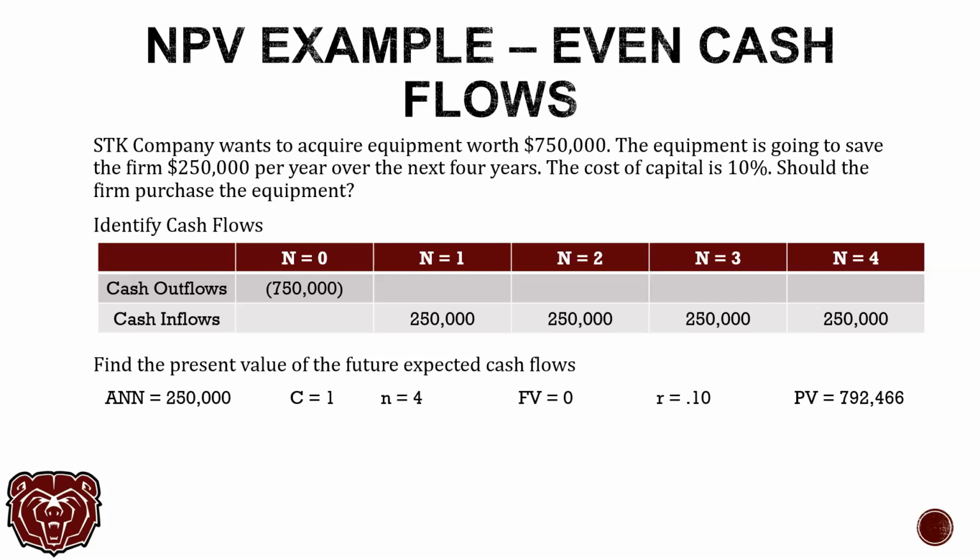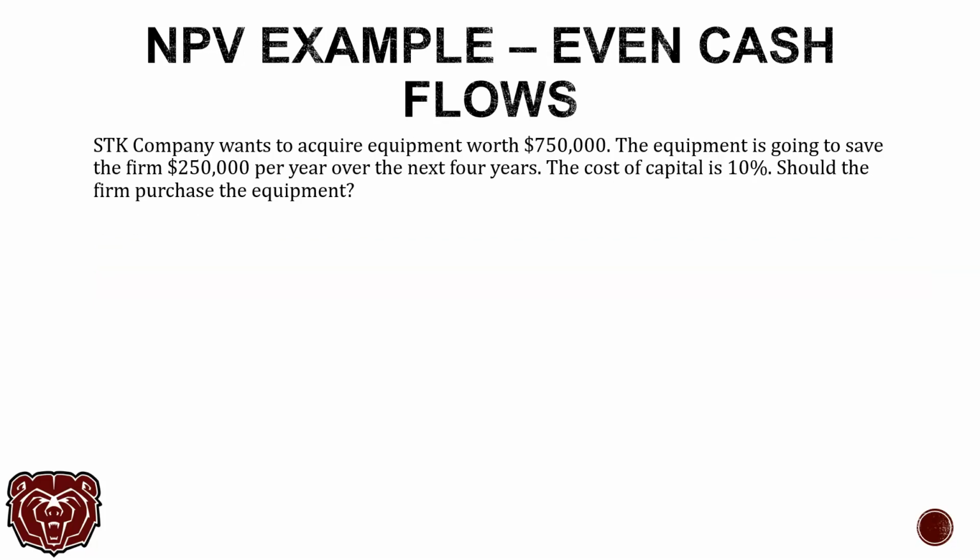Okay, so now we need to find the present value of those future expected cash flows. Here are the numbers you can put into your calculator or into Excel to get to your answer. Okay, so we see that the present value is $792,466. What that means is the $792,466 today will be worth that $1 million worth of total annuities at the end of the 4 years.